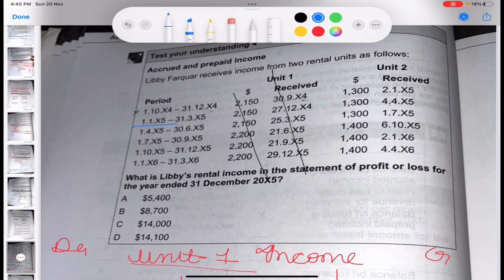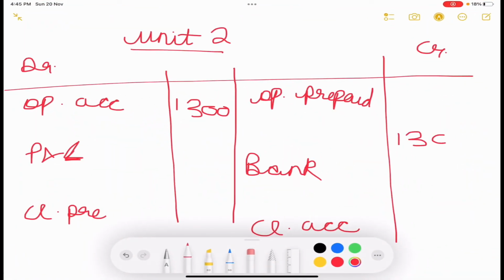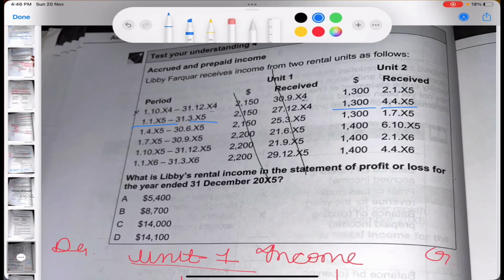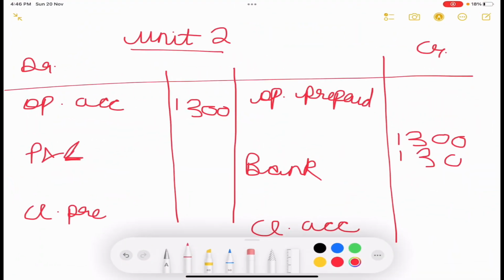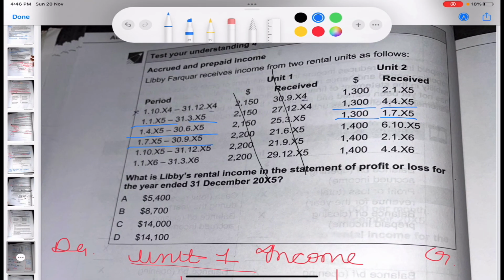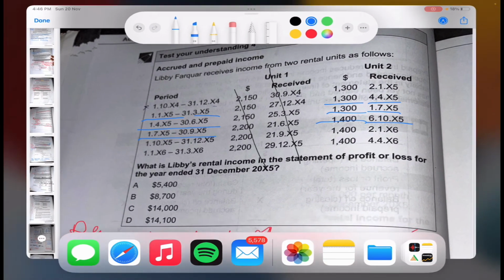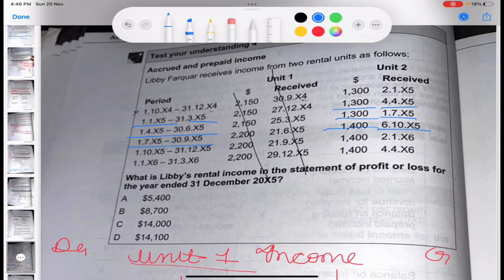2015, whatever. Belonging to 2015, he got it in 2015. So 1,300 he got this year in the bank. Fine. 1,300 bank. Belonging to 2015, he got it in 2015. So again 1,300 bank. I hope you're understanding why we're doing what we're doing. Next, he received 1,400 in the same year. Again, fine. Belongs to the same period, received in the same period.